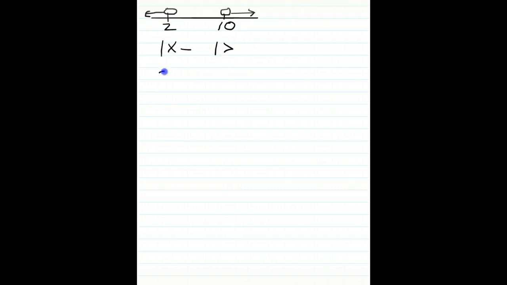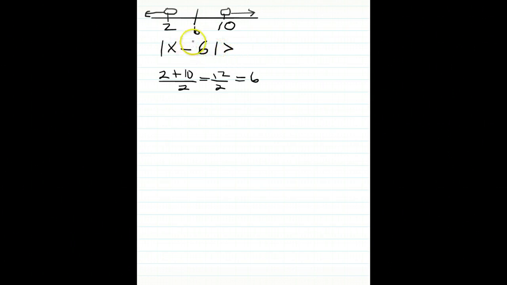Alright, so I'm going to take 2 plus 10, just like I did with my equations. 2 plus 10 divided by 2. So 12 divided by 2 is 6. So my middle number here is a 6. So I would put a 6 right here.